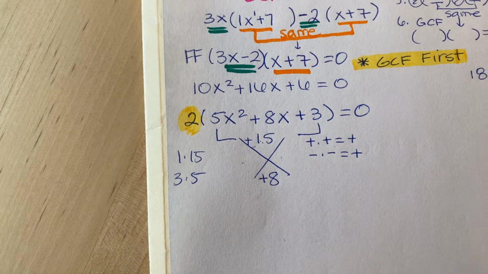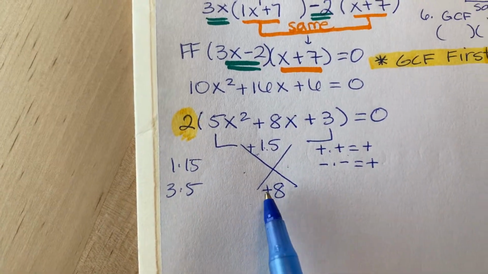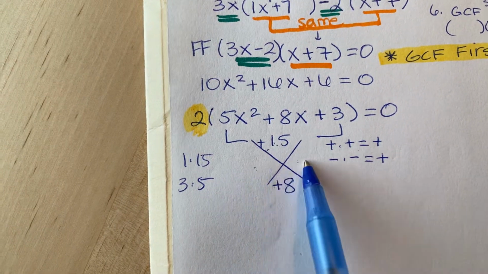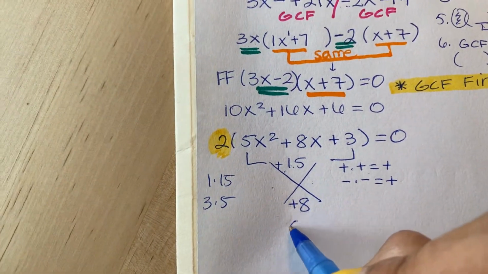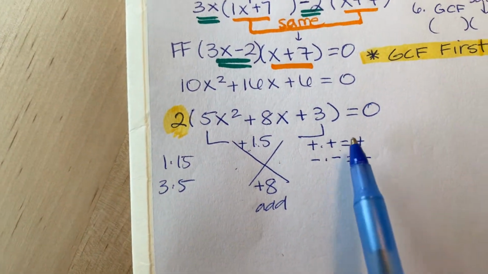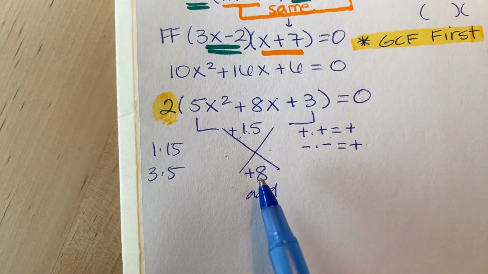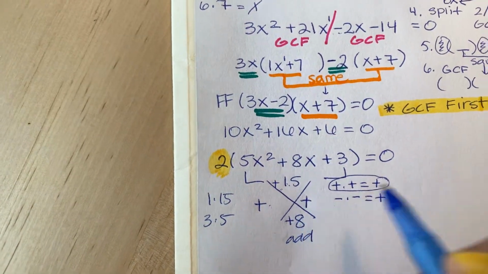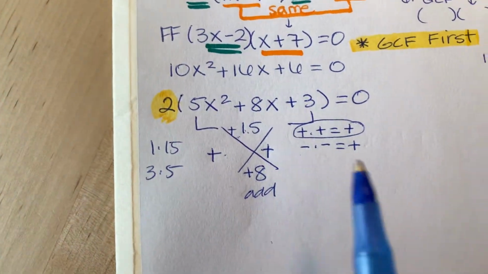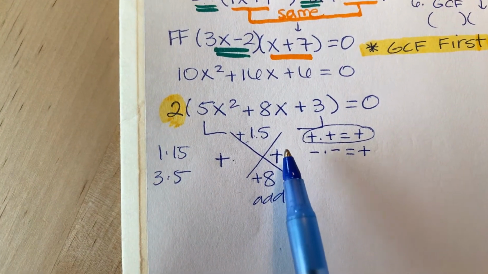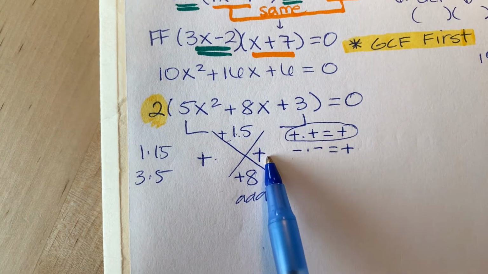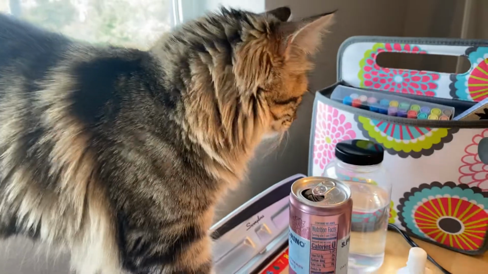So what do you do? You look at your 8. My 8 is positive. Remember, because these two signs are going to be the same, you're going to end up adding to get this 8. I cannot add a negative number and a negative number and get a positive value. So it's this combo. A positive times a positive gives me a positive, and a positive plus a positive added together gives me a positive.